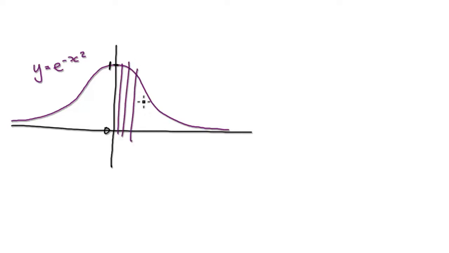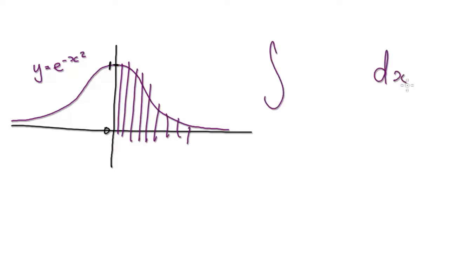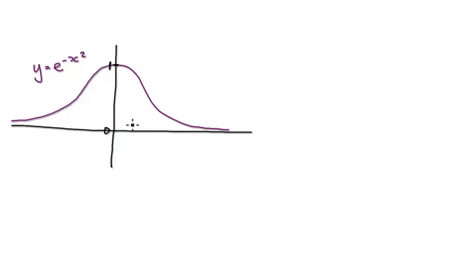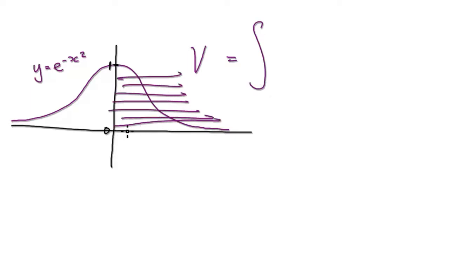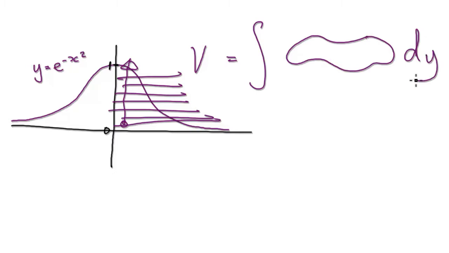We can do it in terms of dx, but let's just do it in terms of y. So we're going to do it like this. The volume is equal to the integral. We are going to move along the y-axis. You can see we're moving along the y-axis, so it's going to be something dy, because we're moving along in the y-axis.